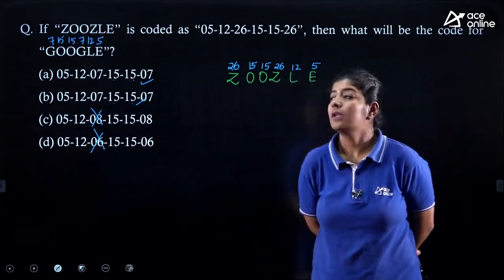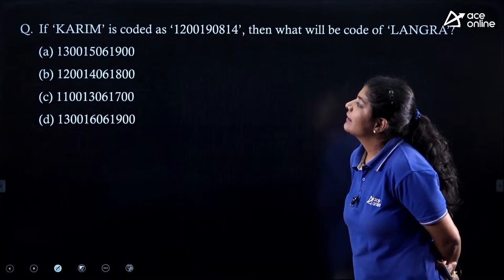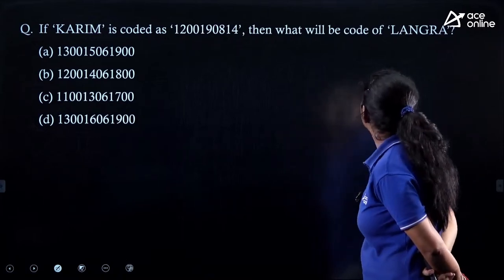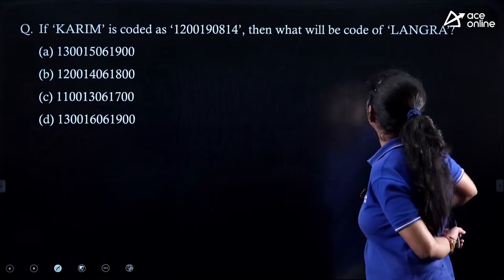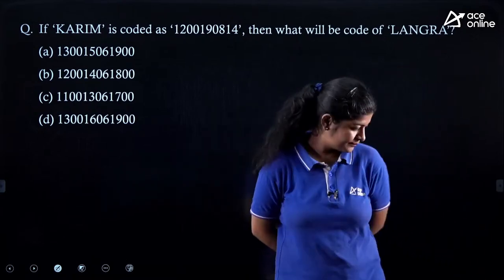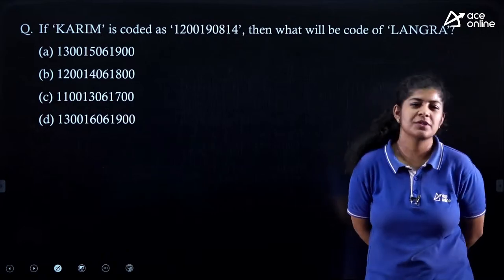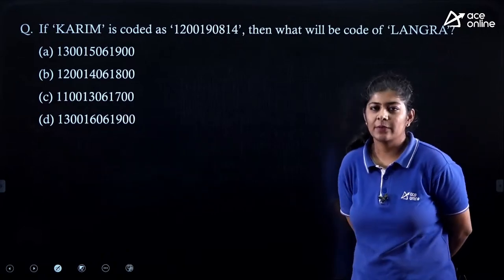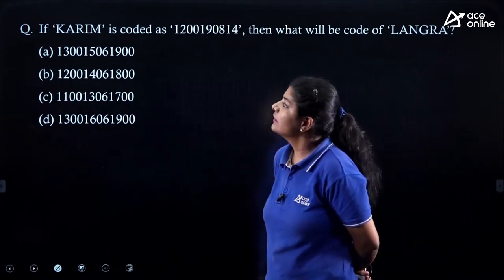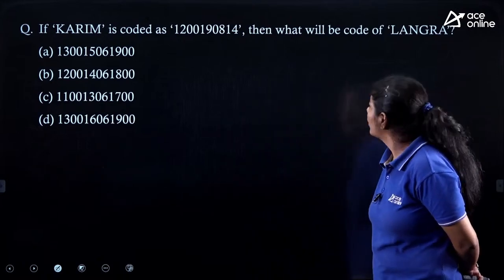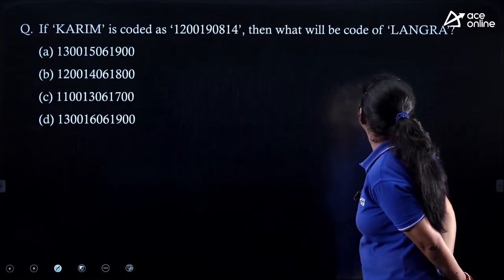Next. The next one is saying that if Kareem is coded as this one, then what will be the code for this particular word? Yes, both option A and B are the correct ones. Now try to solve this one. If Kareem is coded as this one, then what will be the code for this word?